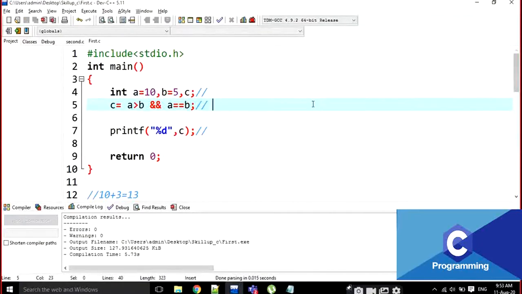Yes, this is the output of a logical AND operation. Now, for example, logical OR. Can anyone guess? I'm not asking for the output; the output is very simple, I know. First of all, is the first one true or not? Yes, sir, true.